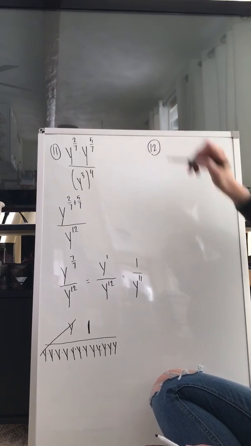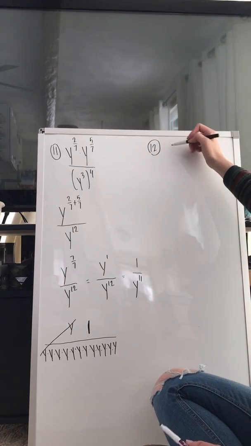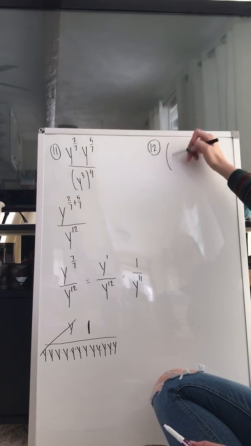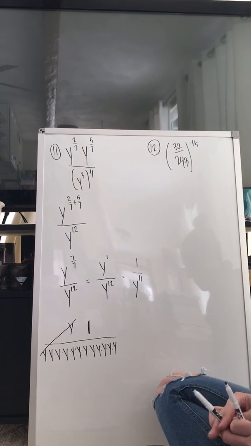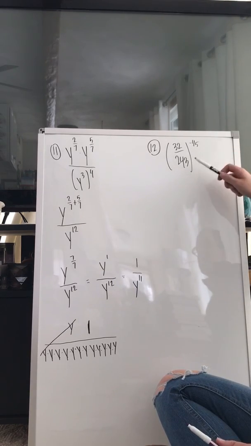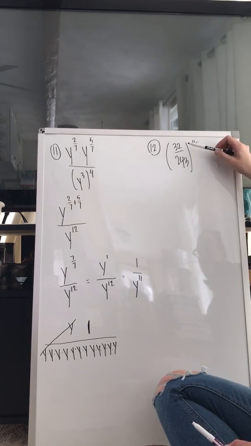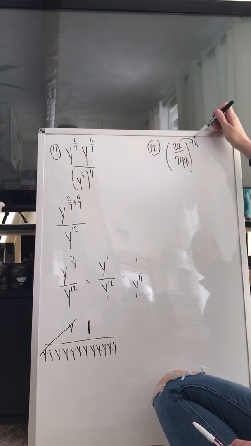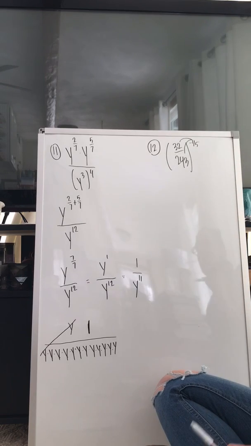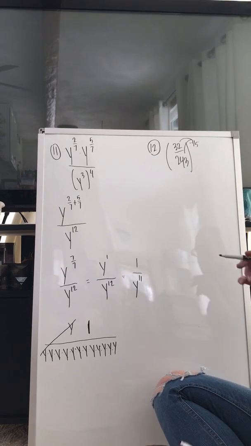All right, let's do one more with division. So 12 is giving me something that looks a little bit different. So 32 over 243, all raised to the negative 1/5 power. This is a little bit different because now I actually have a fraction all raised to the 1/5 power. I need to almost distribute that negative 1/5 into both the top and the bottom of the fraction.